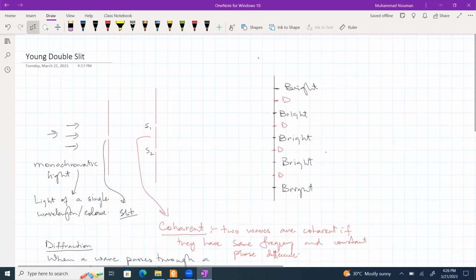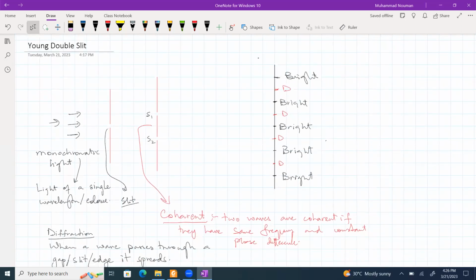So he thought to use a single source and split it into two, so that the light coming from the two slits must be coherent in nature. Understand? Okay, fine. So now what he did, he actually got a kind of a pattern on his screen, and the screen is here.